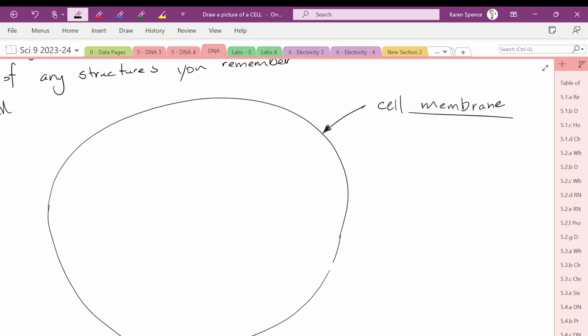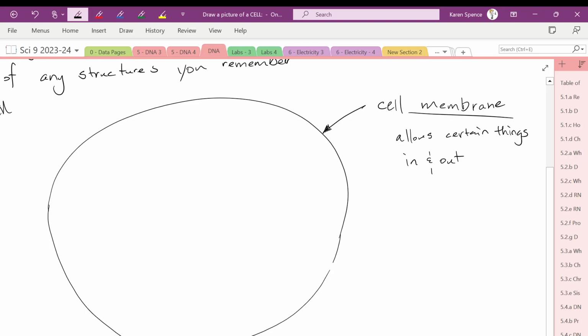What do you think the job is of the cell membrane? Protection. It keeps things in, it keeps things out. It allows certain things in and out. Good. Look, we've only drawn a circle and we already have one thing. That's great.